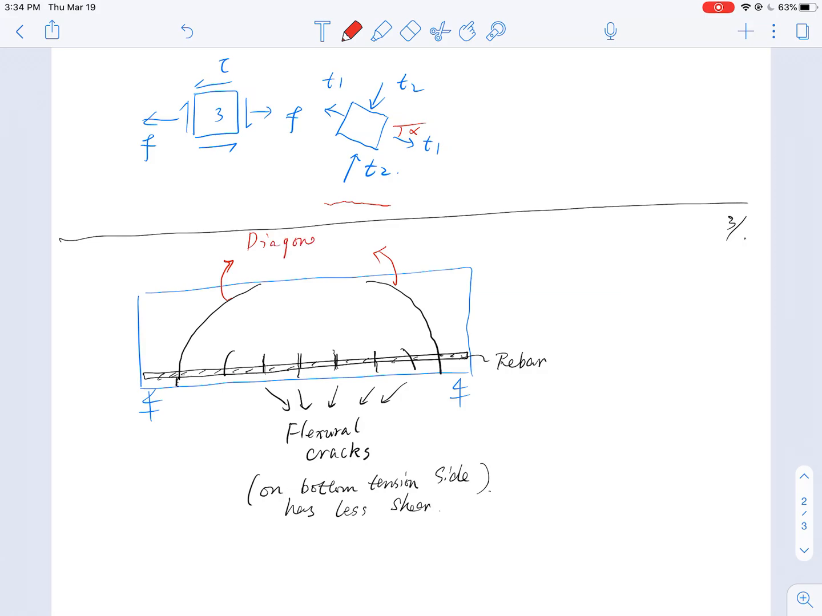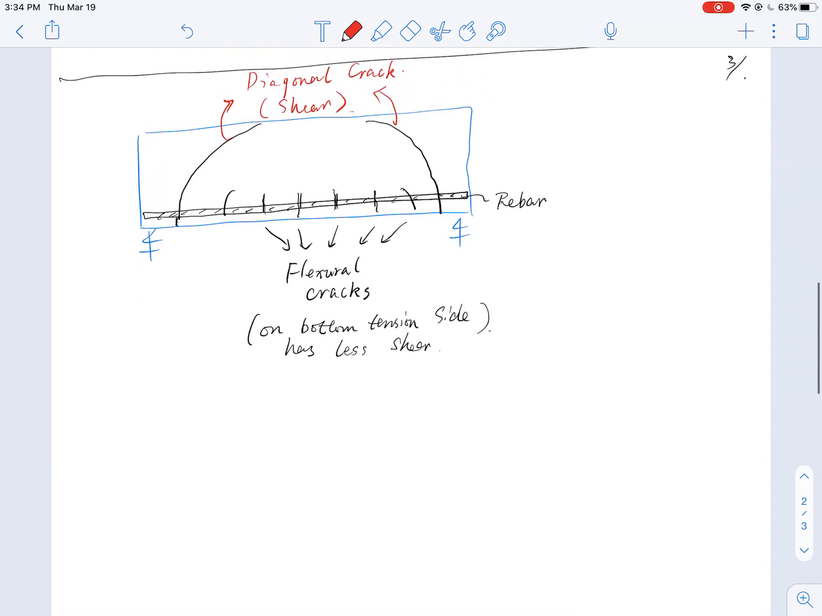are called diagonal cracks, mainly due to shear. Mainly due to shear. Okay, so now we can say that based on this.